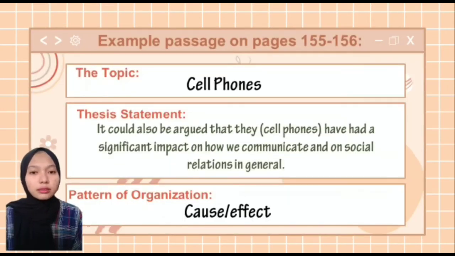So there is an example passage in the Critical Reading book on pages 155 to 156. The topic of the passage is cell phones. And the thesis statement: it could also be argued that cell phones have had a significant impact on how we communicate and on social relations in general. So the pattern of organization the passage uses is cause and effect.